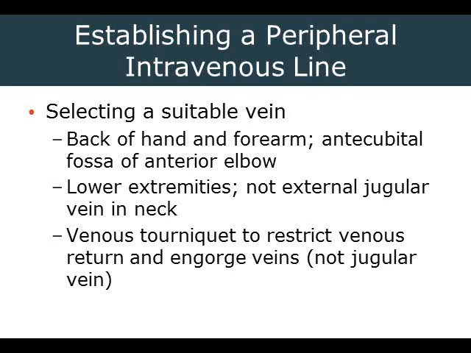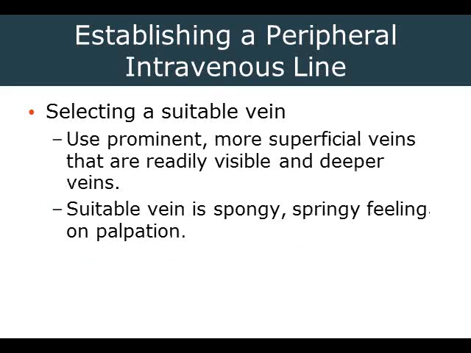Now, when you're selecting a vein, look everywhere first before you start poking, because sometimes patients have really crappy veins in one arm and really good veins in another. So look it all over and get a good feel for it before you say, okay, here we go, we're going to poke. Use prominent, more superficial veins that are readily available and visible. The deeper veins can be a little bit more hard to get. A suitable vein is spongy and springy feeling on palpation.